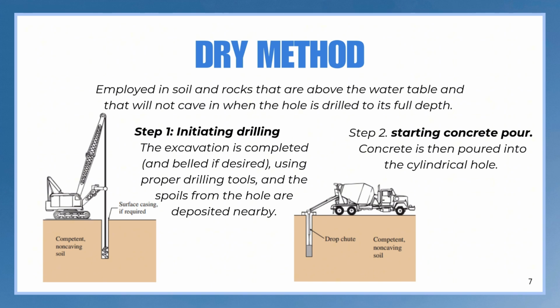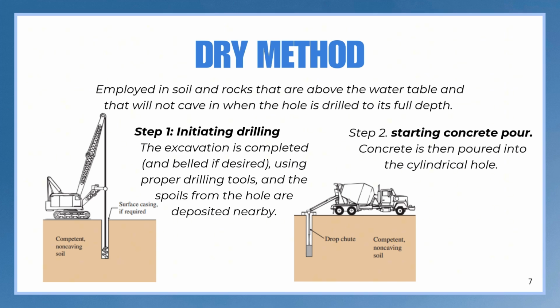Steps in dry method. Step 1 is the start of drilling, where a hole is excavated using proper equipment. If needed, the base is widened to increase strength. The removed soil, called spoils, is placed nearby. This step prepares the hole for the foundation.